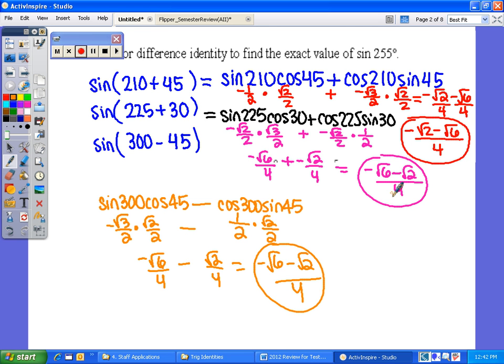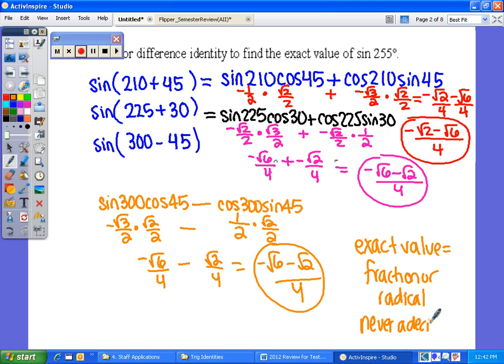So basically, it does not matter what numbers you choose, as long as the numbers you choose are in the unit circle, because the unit circle is the only source of exact values. And remember, an exact value is always a fraction or a radical. It's never a decimal, because decimals are approximations. All right, on to number 4.